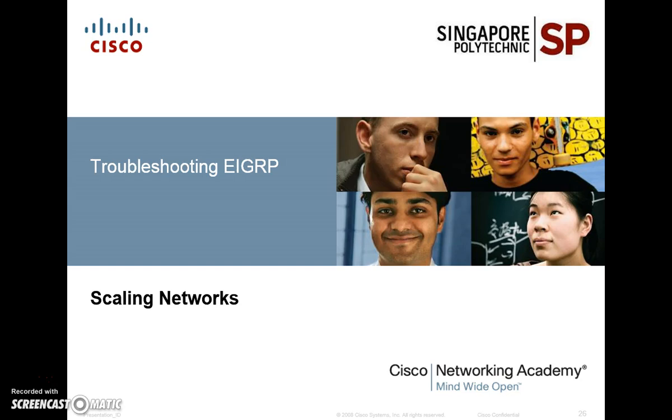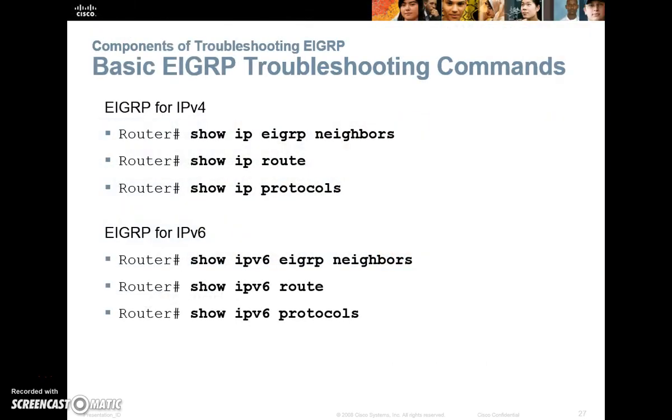Okay, the last part is on troubleshooting EIGRP. Here are some simple steps on troubleshooting EIGRP and the common problems. These are the commands that you can use for troubleshooting EIGRP: show ip eigrp neighbors, show ip route, show ip protocols. For IPv6, just replace the command ip with ipv6.